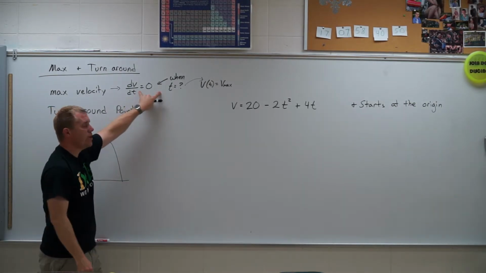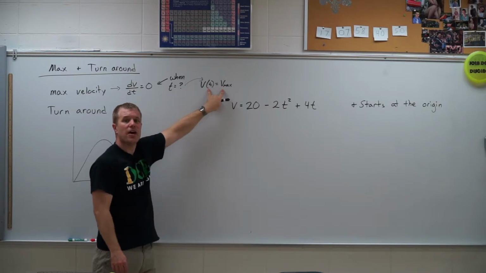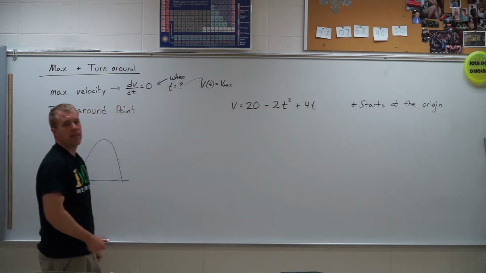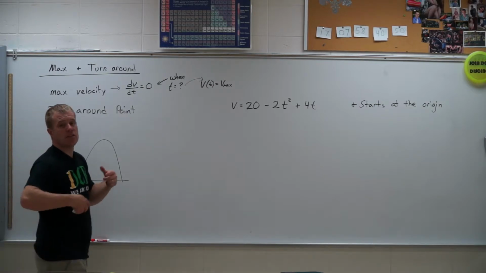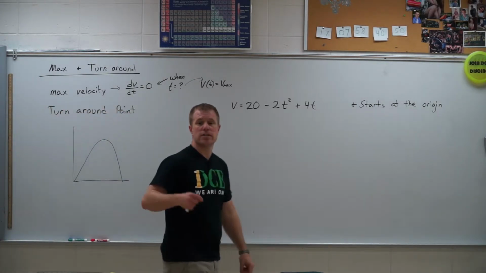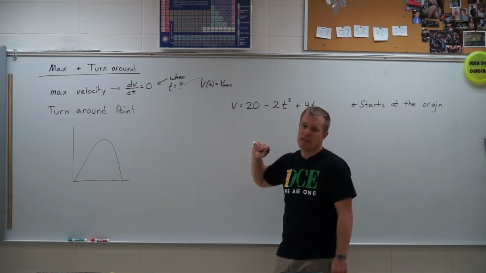Step one, find when the derivative is equal to 0, and then use that time to find the maximum value. And this works for position as well. So if you wanted to find the maximum position, take the derivative of position, set it equal to 0, find the time, and then use that time to find that position.